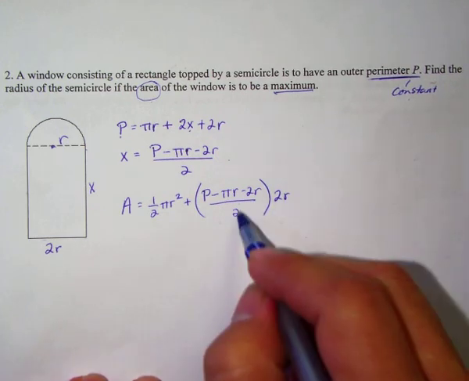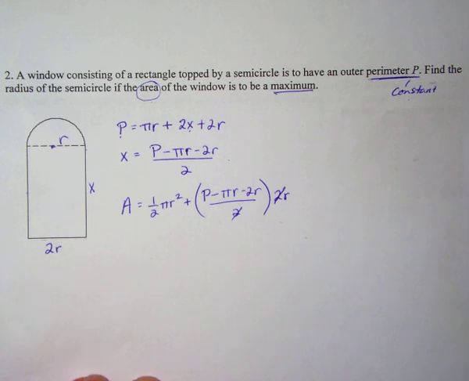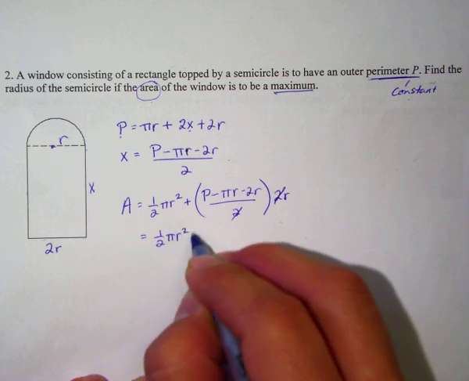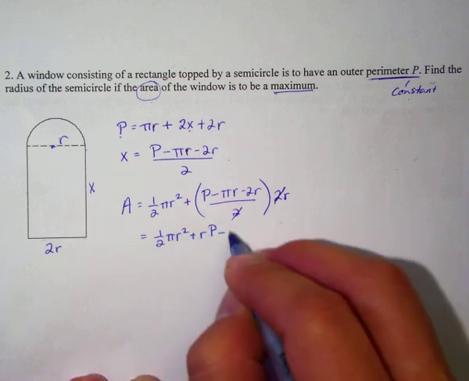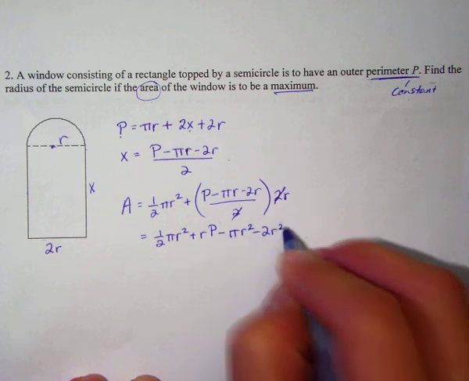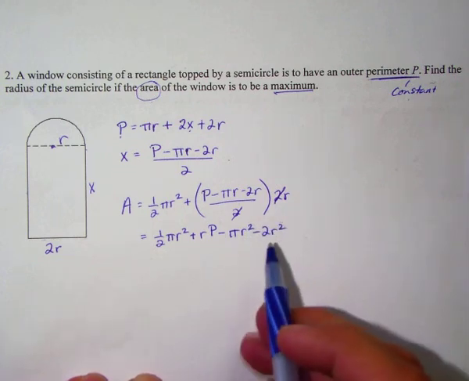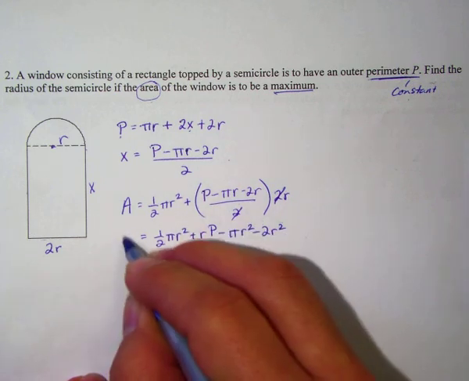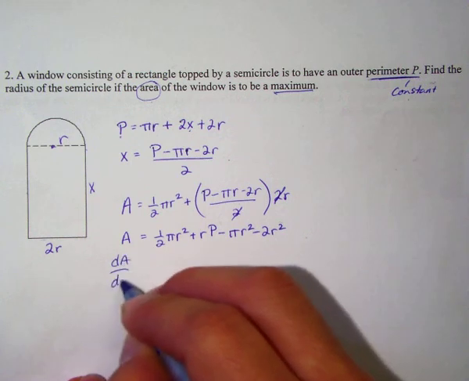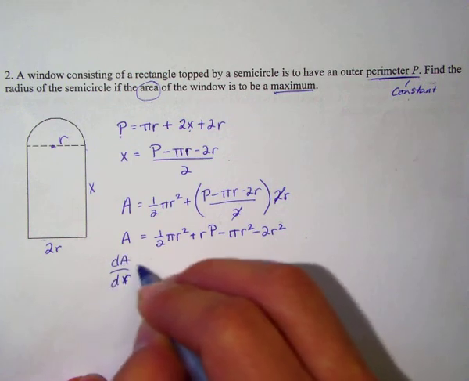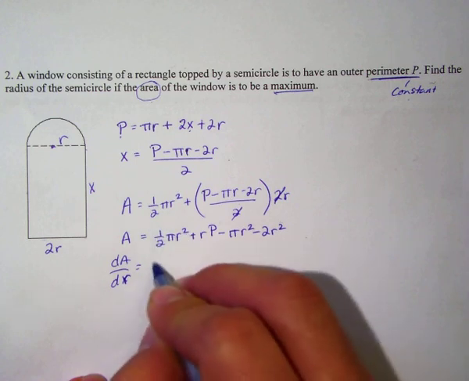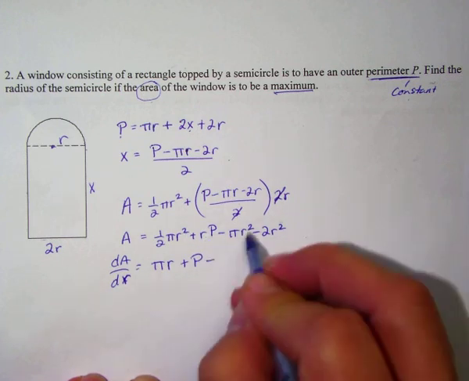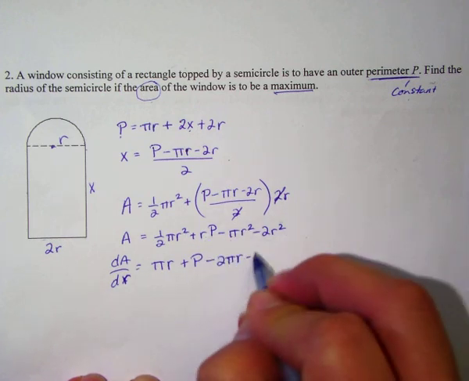I'm going to simplify this a little bit. Go ahead and get rid of that. And I'm going to multiply the r in. Now I could add these because they're like terms, but I'm going to go ahead and keep them out because it's just easier to do the derivatives later. So then once we have this a, we're going to go and take the derivative with respect to r. So we just use the power rule here and get pi r plus p, the derivative of r is just 1, 2 pi r minus 4r.